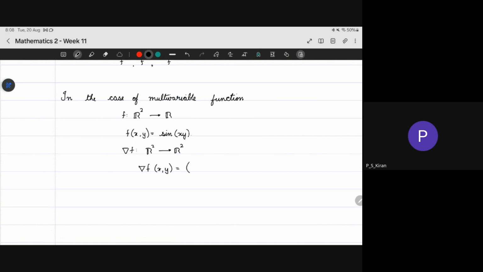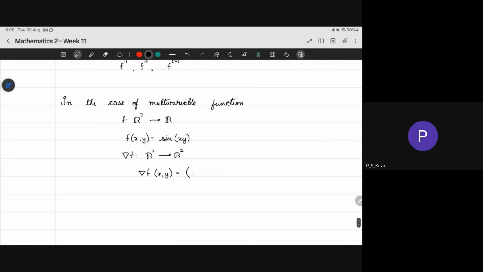Gradient of f at x comma y. Sorry, the gradient is a vector valued function, right? It has two components. Can you tell me what the components are? Cos xy times y. And what's the second component? Cos xy times x. Yeah. So this is just f_x at xy. In general, it is f_x at xy and f_y at xy.